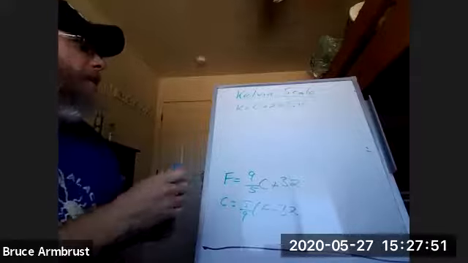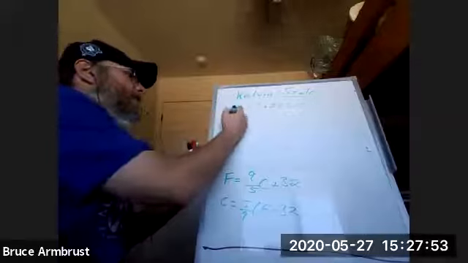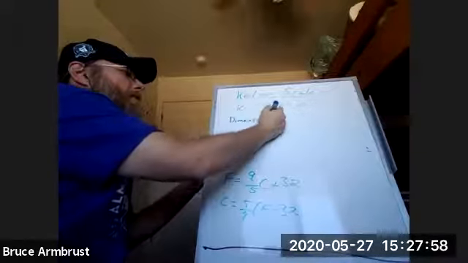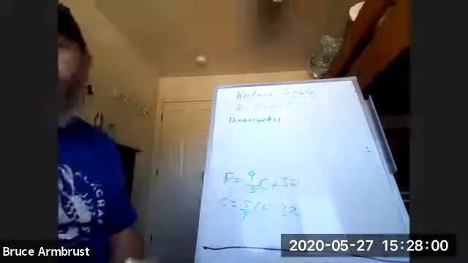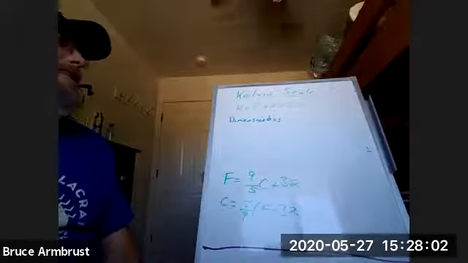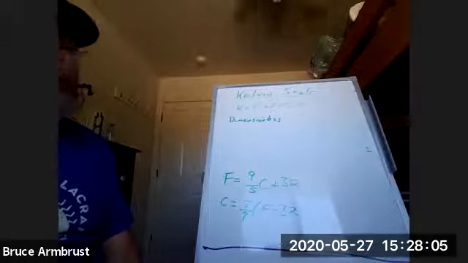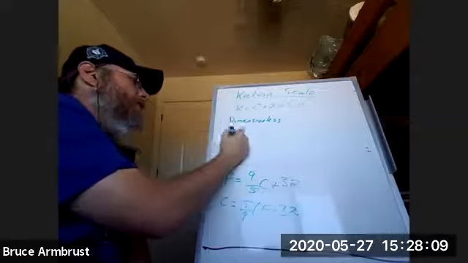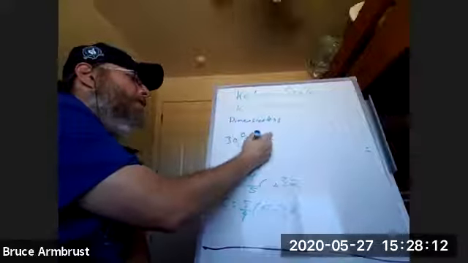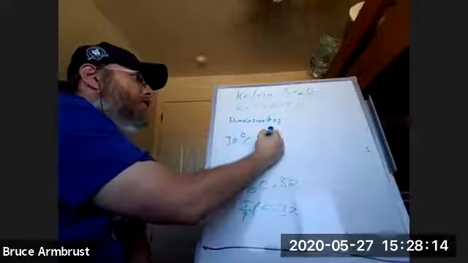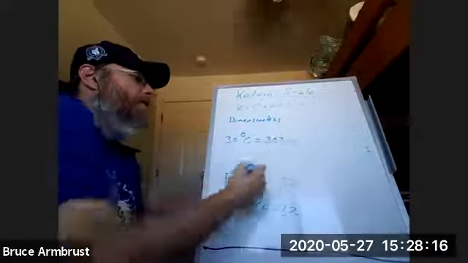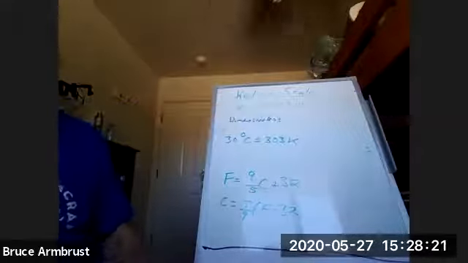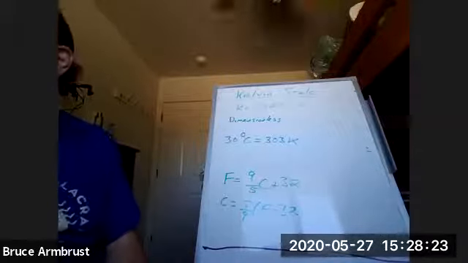Now, the one thing to realize about Kelvin is that these are actually dimensionless, meaning we don't use anything on it other than Kelvin. It's not degrees Kelvin, it's just Kelvin. So, for example, 30 degrees C is equal to 303 K. So there is no degree symbol. We just write 303 Kelvin.